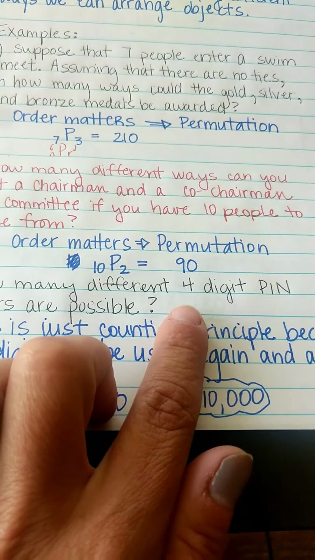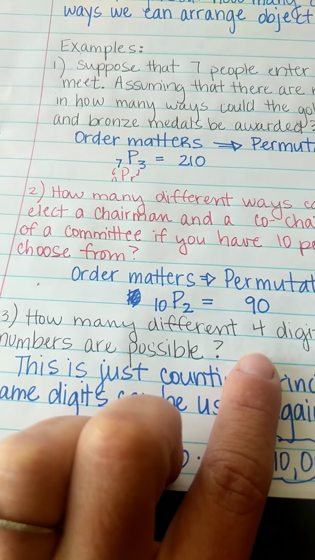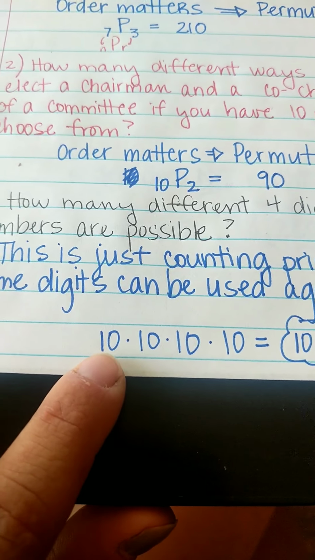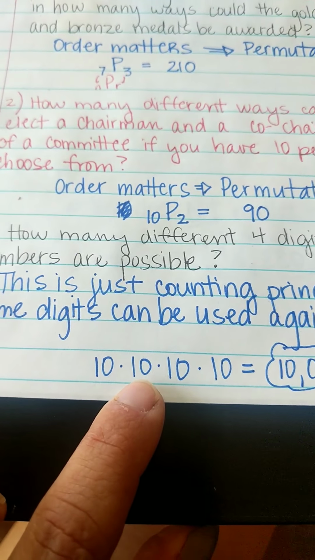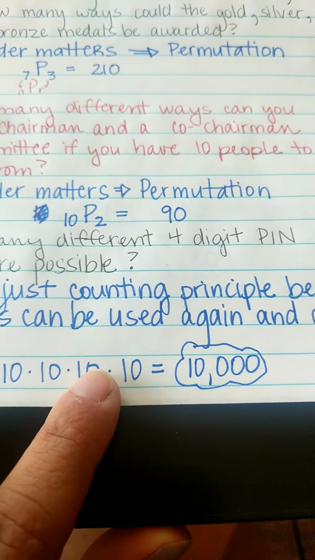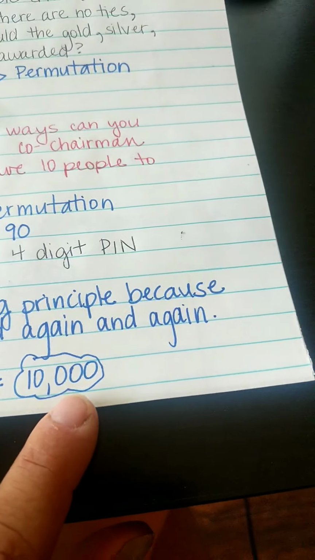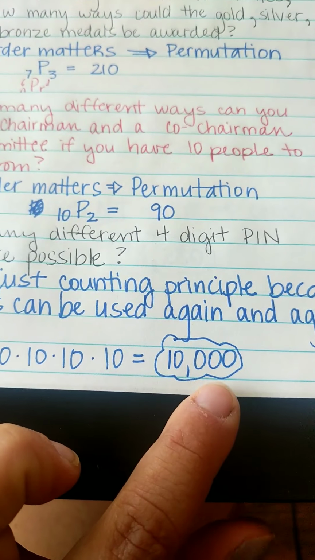So 4-digit, we're talking about numbers. The numbers are 0 to 9. That's actually 10 numbers if you count 0. So I have 10 possible numbers for the first spot, the same 10 possible numbers for the second spot, 10 for the third spot, 10 for the fourth spot. We multiply. That's our fundamental counting principle. We get 10,000. 10,000 different PIN numbers out there.